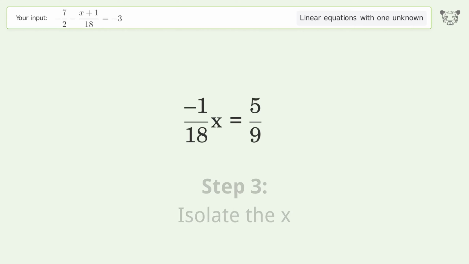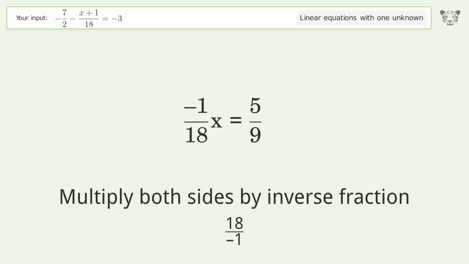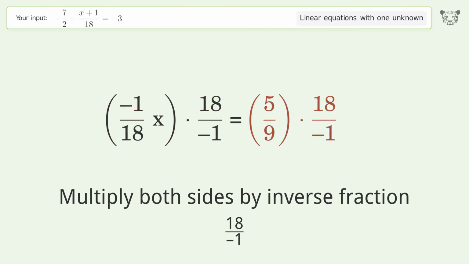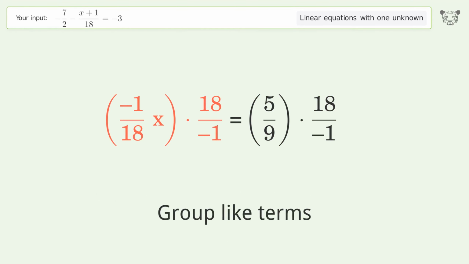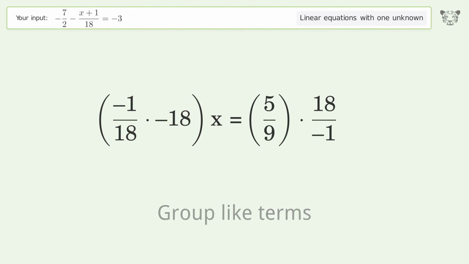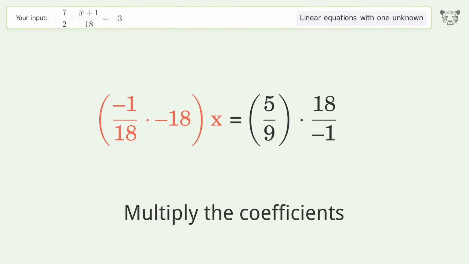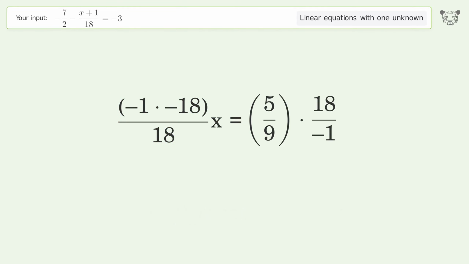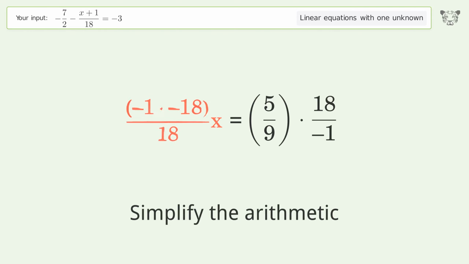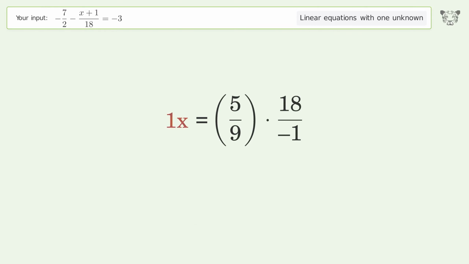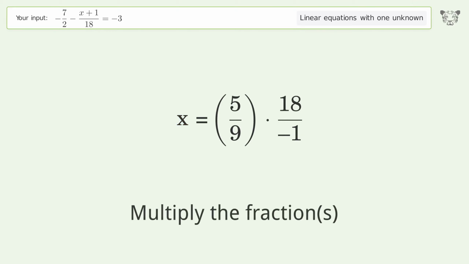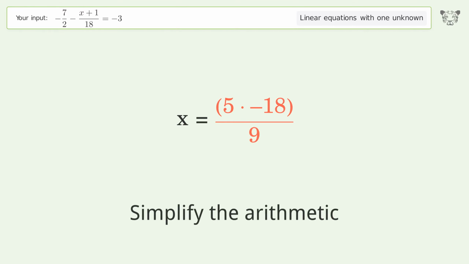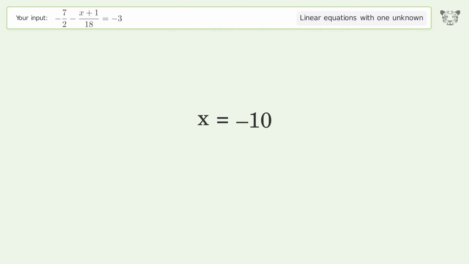Isolate the x. Multiply both sides by inverse fraction 18/-1. Group like terms. Multiply the coefficients. Simplify the arithmetic. Multiply the fractions. Simplify the arithmetic. And so the final result is x equals -10.